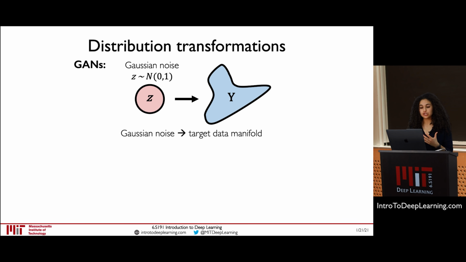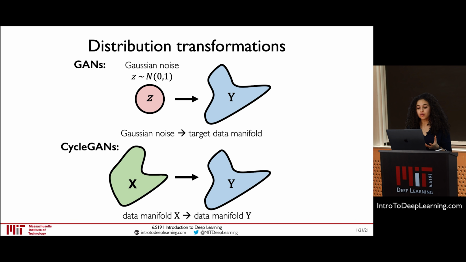And to get an intuition about how this CycleGAN transformation is working, let's go back to the idea that conventional GANs are moving from a distribution of Gaussian noise to some target data manifold. With CycleGANs, the goal is to go from a particular data manifold, X, to another data manifold, Y. And in both cases, I think the underlying concept that makes GANs so powerful is that they function as very, very effective distribution transformers.